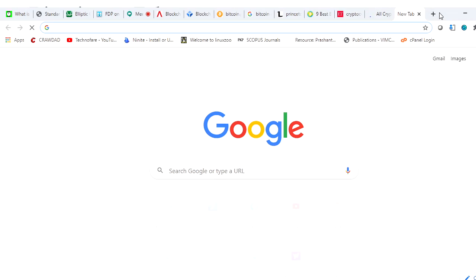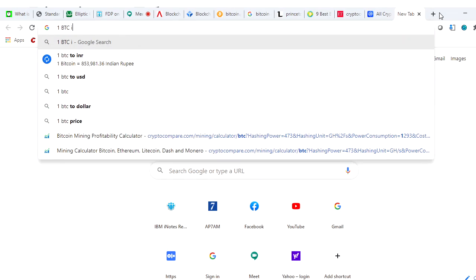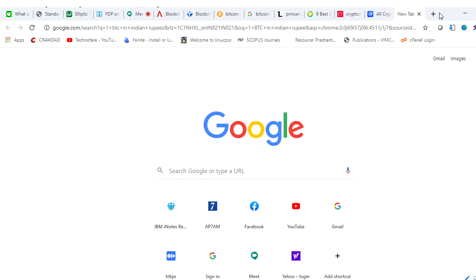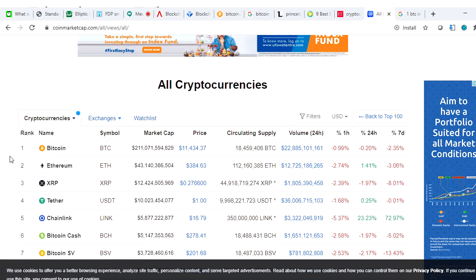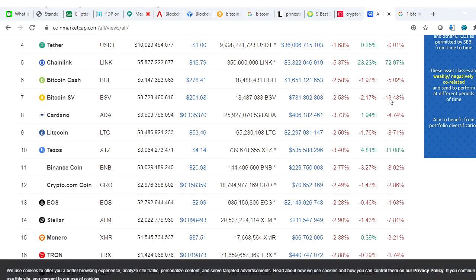And if you look at the Bitcoin price, 1 BTC in Indian rupees nowadays is 8 lakhs 53,981 rupees. Excellent. So it is a fresher salary, maybe a little bit greater than a fresher salary. So if a fresher worked for an entire year, he may be given one Bitcoin, and it is sufficient for him to stay the entire year. Like this, every cryptocurrency has its own price, and how much it has increased or decreased.